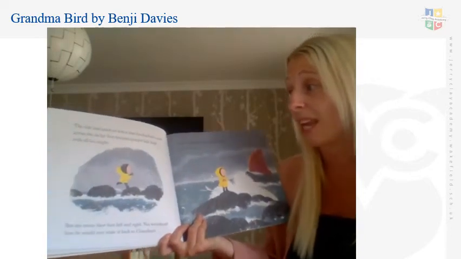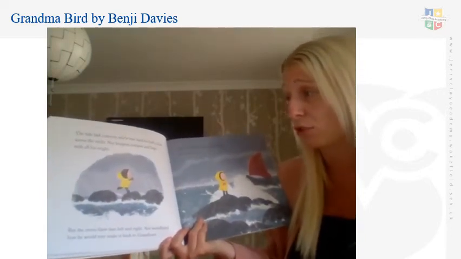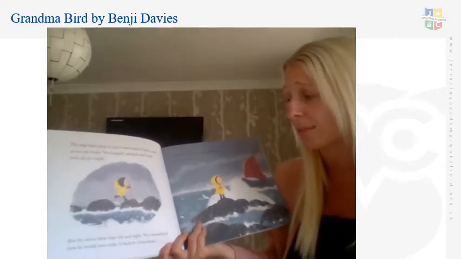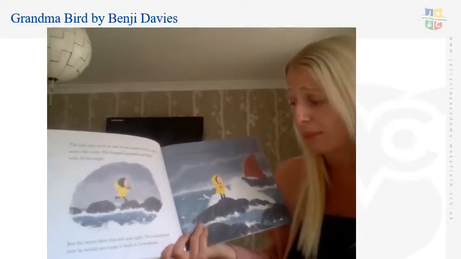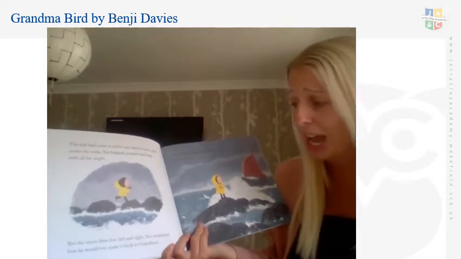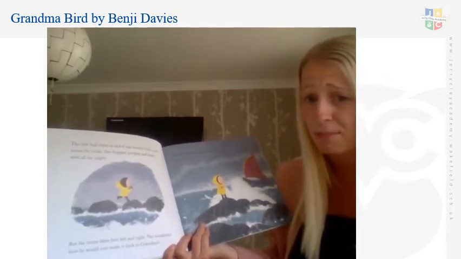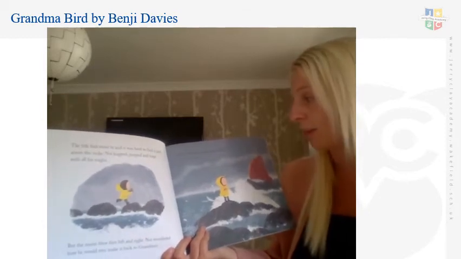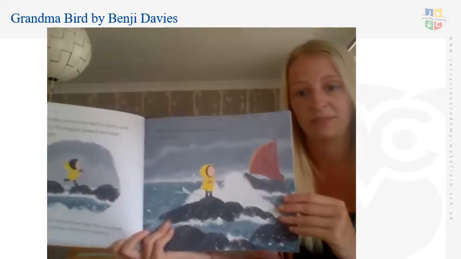The tide had come in, and it was hard to find a path across the rocks. Noi hopped, jumped, and leapt with all his might, but the storm blew him left and right. Noi wondered how he would ever make it back to Grandma's. When suddenly, a sail came cutting across the sea.